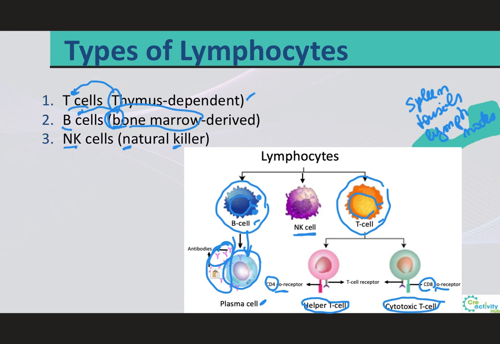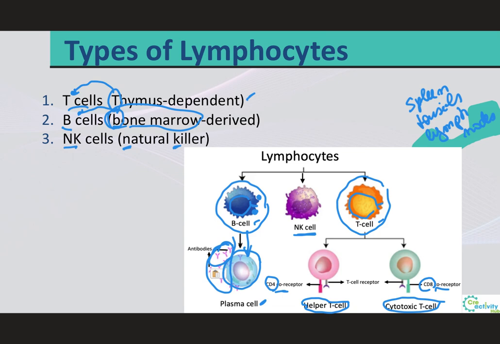Because cyto is cell and toxic means that it's killing. So they're going to function to kill and destroy cells that have been infected. So it does share this same mechanism with the cytotoxic T cells of the adaptive immune response. Now, NK cells are going to be among the body's first lines of defense against viruses and certain types of cancer. And this is just a little review of the main types of lymphocytes in the adaptive immune response.